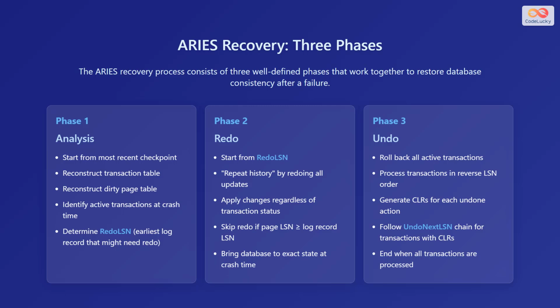Finally, during the undo phase, the algorithm rolls back all active transactions, processes them in reverse LSN order, generates CLRs for each undone action, and follows the undo next LSN chain for transactions that have CLRs. This phase ends when all transactions have been processed.